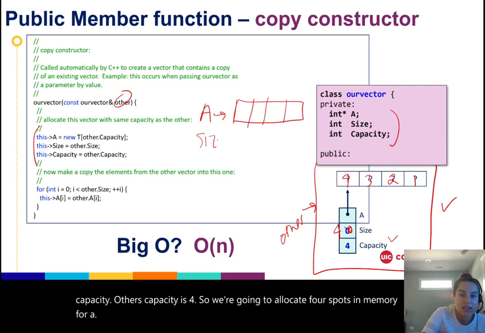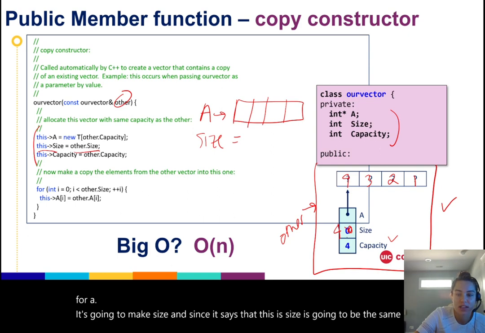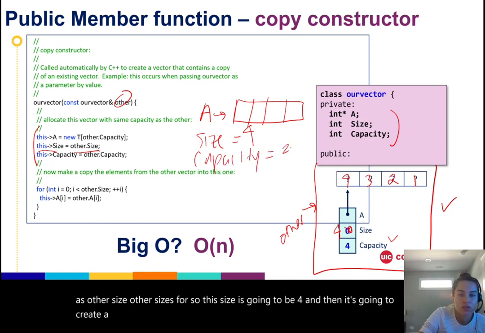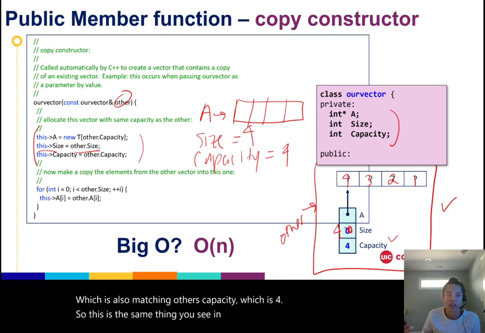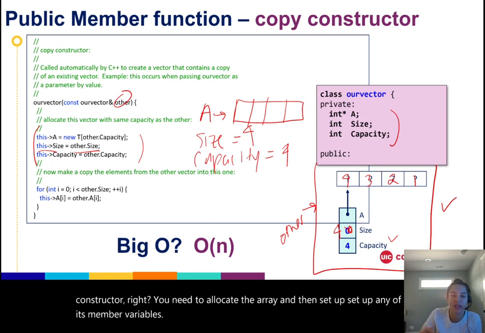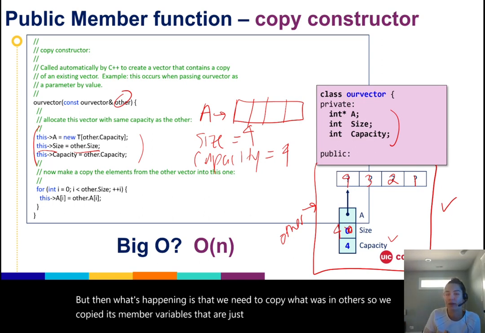It's going to make size, and since it says that this is size, it's going to be the same as other's size, which is 4, so this size is going to be 4. And then it's going to create a capacity, which is also matching other's capacity, which is 4. This is the same thing you see in the default constructor, the parameterized constructor, right? You need to allocate the array and then set up any of its member variables. But then we need to copy what was in other. So we copied its member variables that are just the integers, but we haven't yet copied the array.